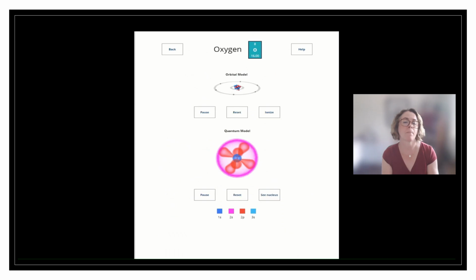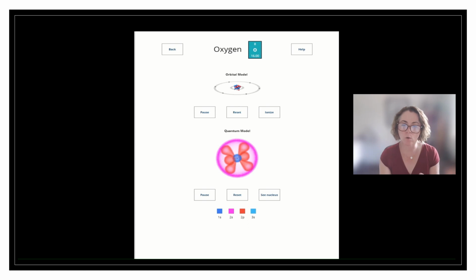Now, oxygen. Oxygen is 1s2, 2s2, 2p4. And so in the orbital model, what you see is the 2 electrons in the first energy level, and then in the second energy level, so that would be 2s and 2p, you have a total of 6 electrons. And those 6 electrons are, in the orbital model, shown as orbiting around the nucleus of the atom.